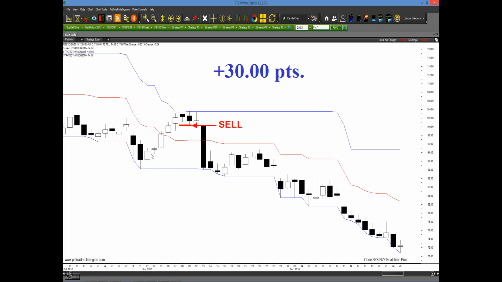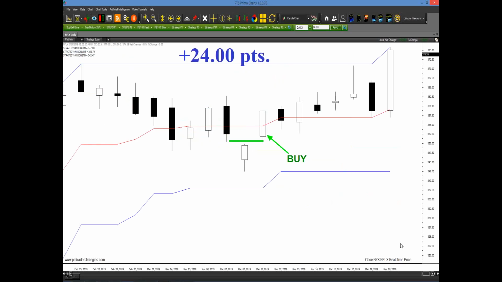So where everyone would have been buying here based on some great news, we're just waiting for this sell here. We would have entered and potentially could have captured 30 points coming into 2019. As we look at Netflix here, this was on March 11th. Once again, a buy setup was generated. 24 potential points you could have captured in a week coming into this last week of March.